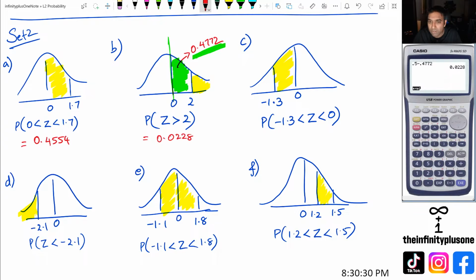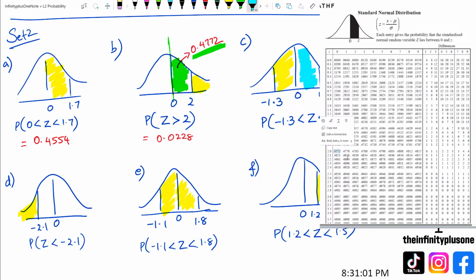All right, next we're going to have a look at z is between negative 1.3 and 0. Now, remember I told you guys that this is symmetrical, right? So if it's symmetrical, then I can put this as 1.3. If I find the blue area, which is between 0 and 1.3, that's the same, because they're symmetrical in the middle. So the blue area is the same as the yellow area. So all I have to do is just find 1.3 and I'm good to go.